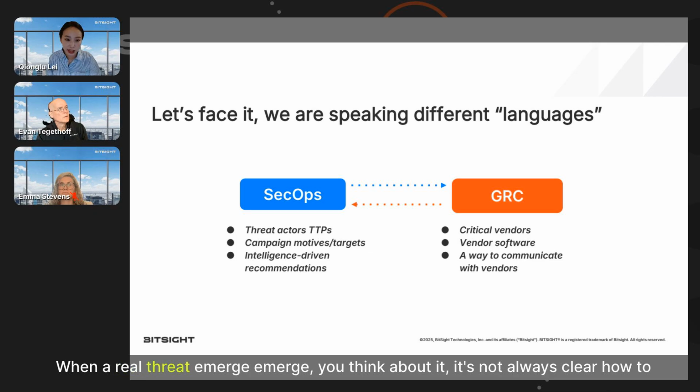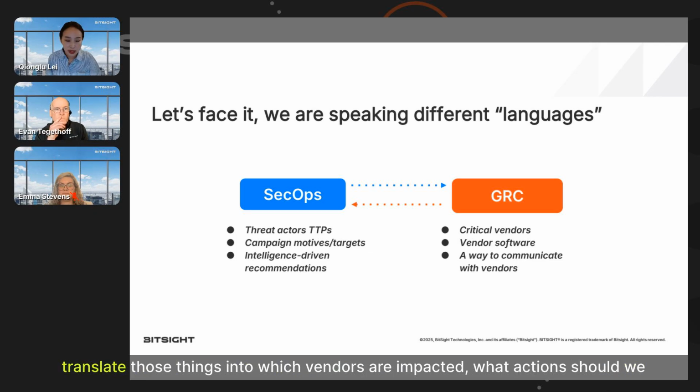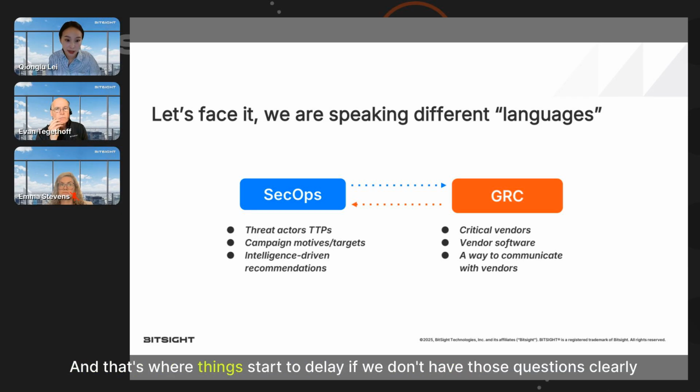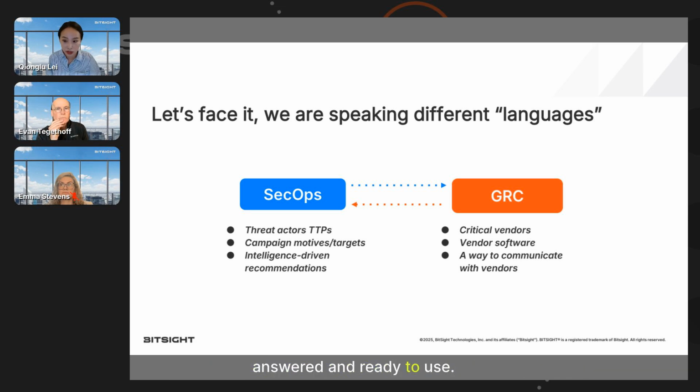When a real threat emerges, it's not always clear how to translate it into which vendors are impacted, what actions should be taken, and who needs to be involved within the organization. There are many stakeholders, and time is pressing and super urgent. So who should I get involved? That's where things start to delay if we don't have those questions clearly answered and ready to use.